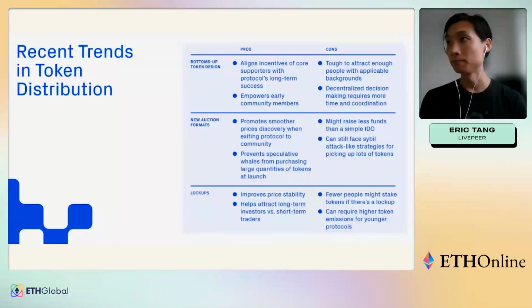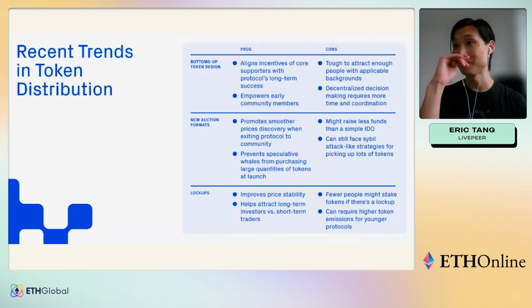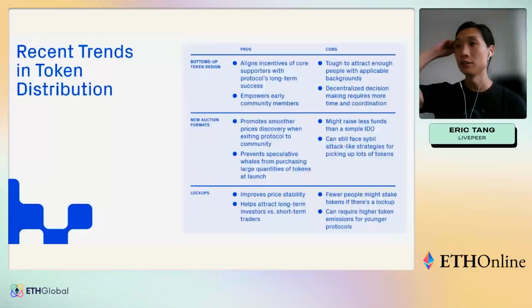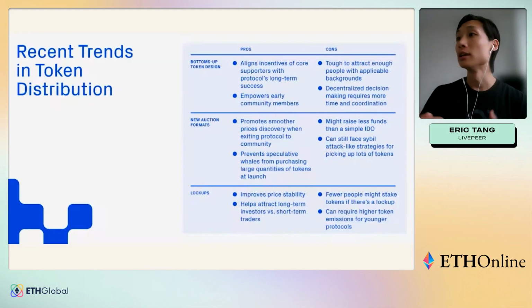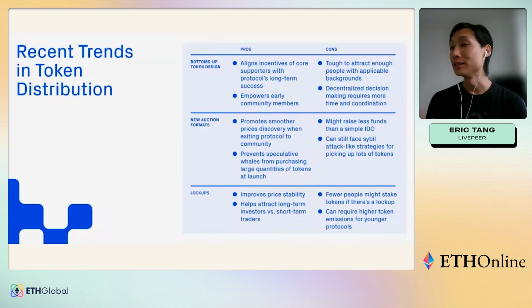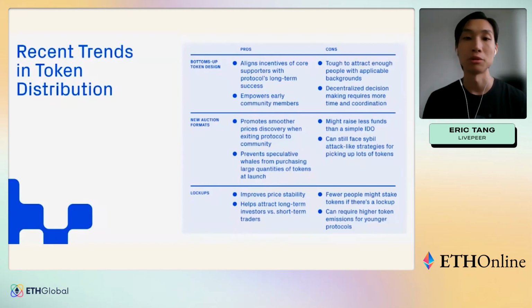And Variant is an investor in the space. They've done a really good job summarizing all of these new trends, right? We're starting to see bottoms-up token design, right? Where incentives are really core contributors to the long-term success of the protocol.